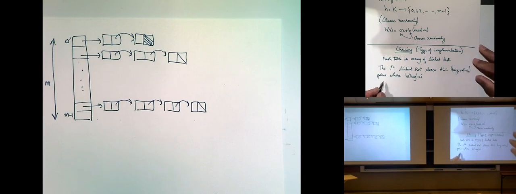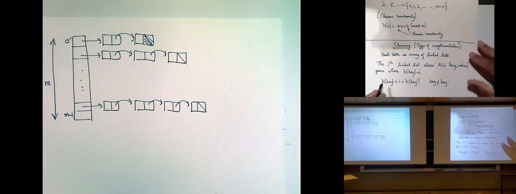When you have two keys, let's say h of key is equal to i is equal to h of key prime, where key is not equal to key prime, these are two different keys that map to the same hash value. This is called a collision.